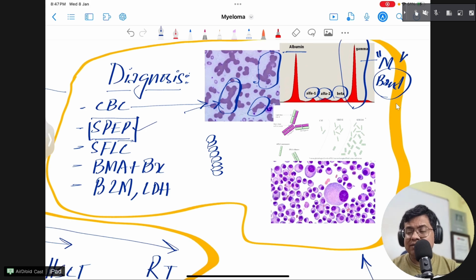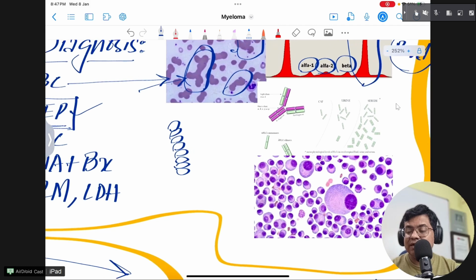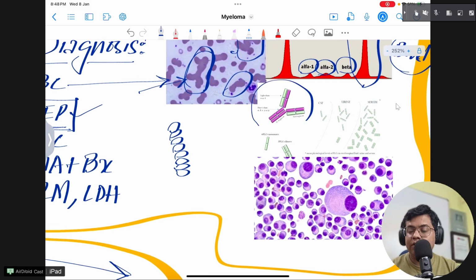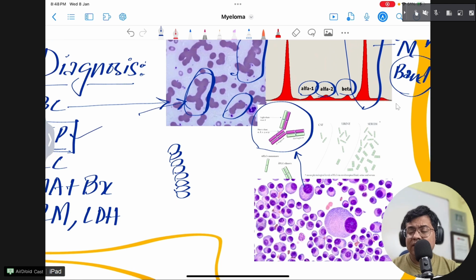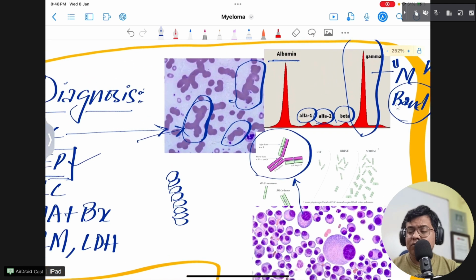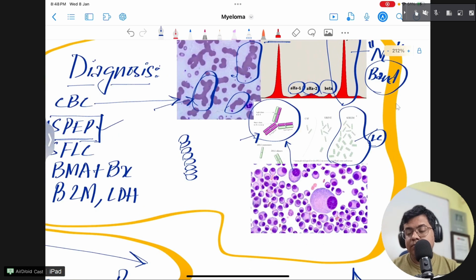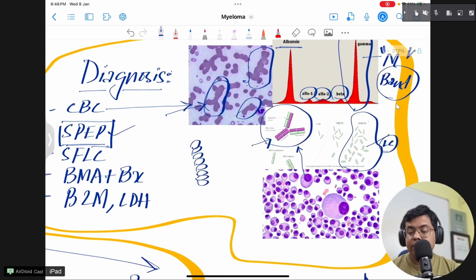And these M bands are basically the abnormal antibody or abnormal protein that is being secreted from these abnormal plasma cells. These M bands can be formed due to excess amount of abnormal antibody, or they may be formed due to presence of excess amount of light chains. So light chain can also make an M band.